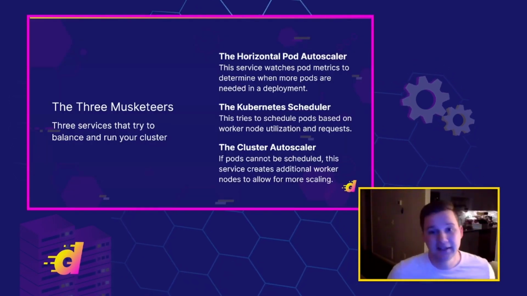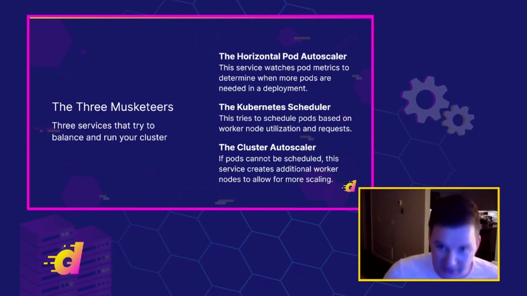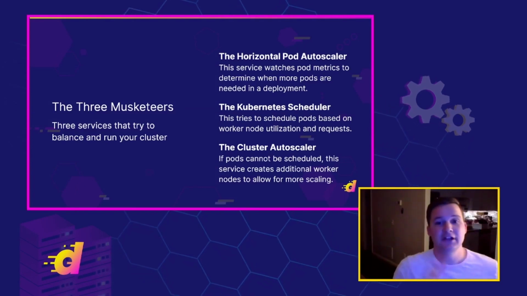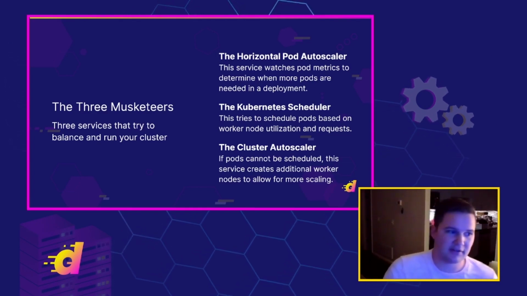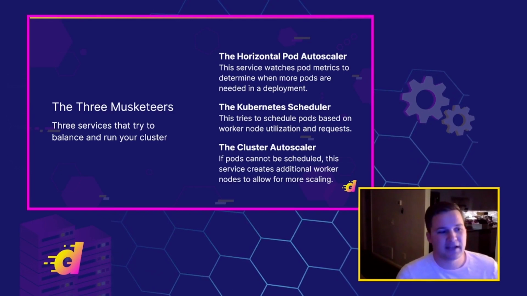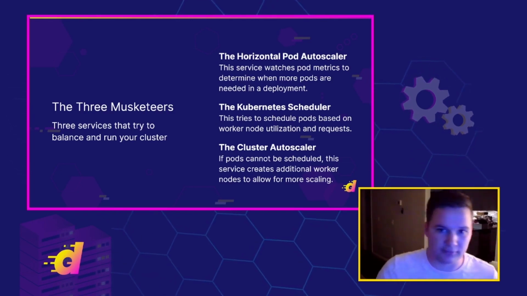So we've talked about these limits and requests. Let's talk about how they are actually used by the autoscalers. There are three musketeers in the autoscaling conversation: the horizontal pod autoscaler, the Kubernetes scheduler, and the cluster autoscaler. Let's talk about these in the order in which they trigger.